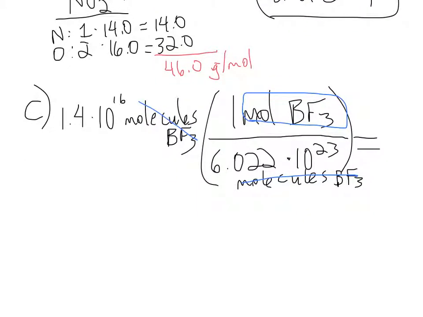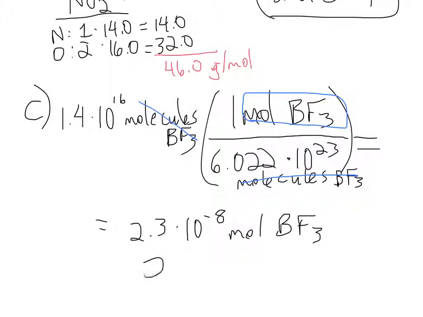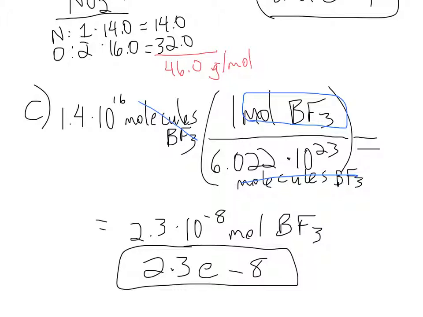And that works out to be 2.3, and I'm only good to 2 sig figs for this problem. 2.3 times 10 to the -8th moles of BF3. When I type that into WebAssign, I'll just put 2.3 lowercase e -8, and WebAssign will read that as 2.3 times 10 to the -8th.